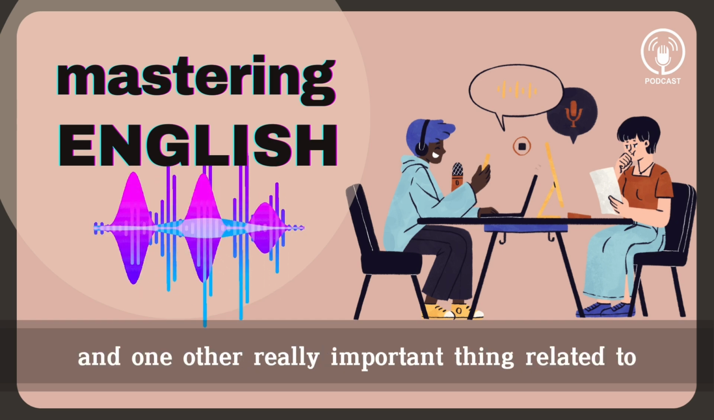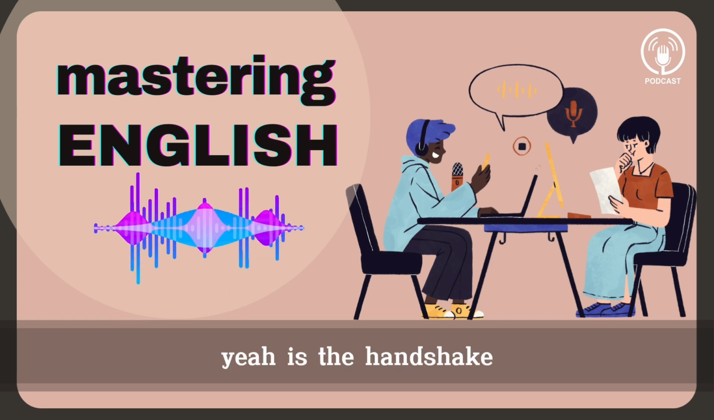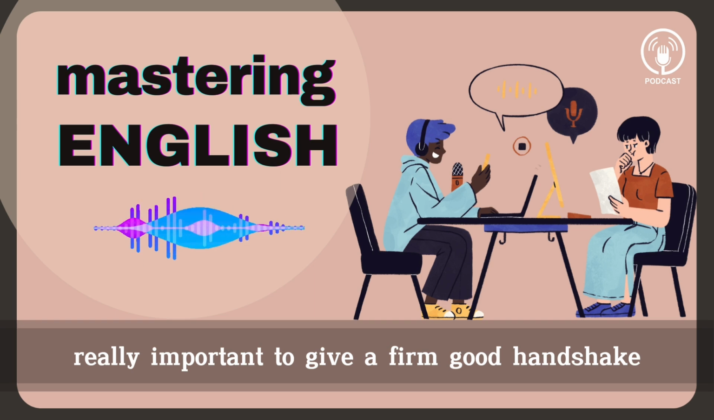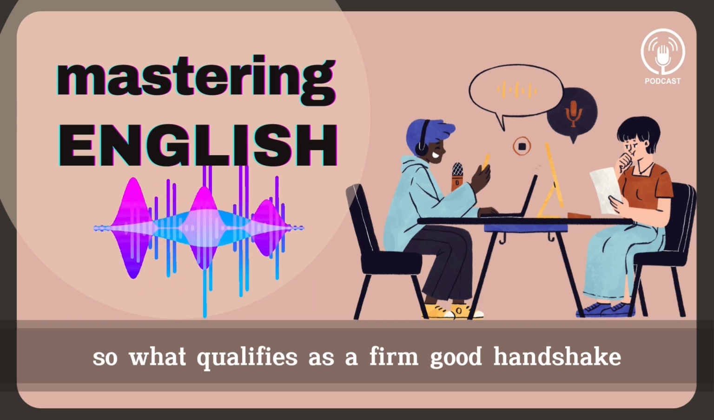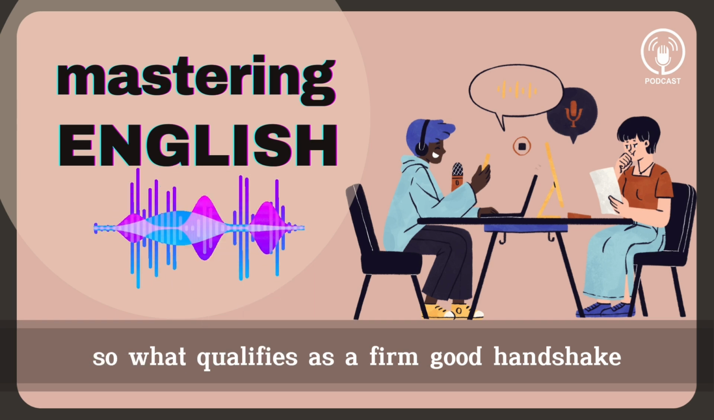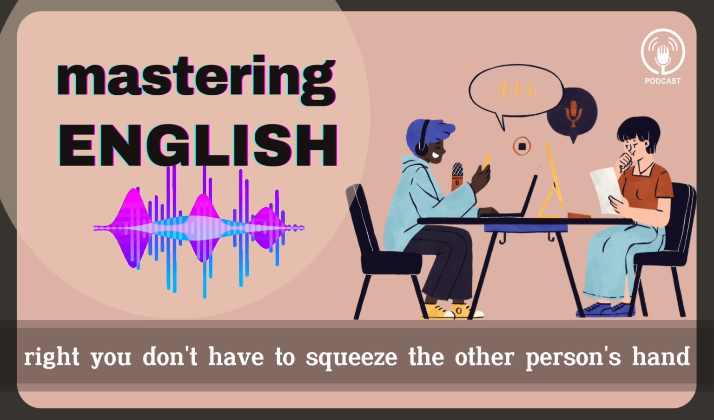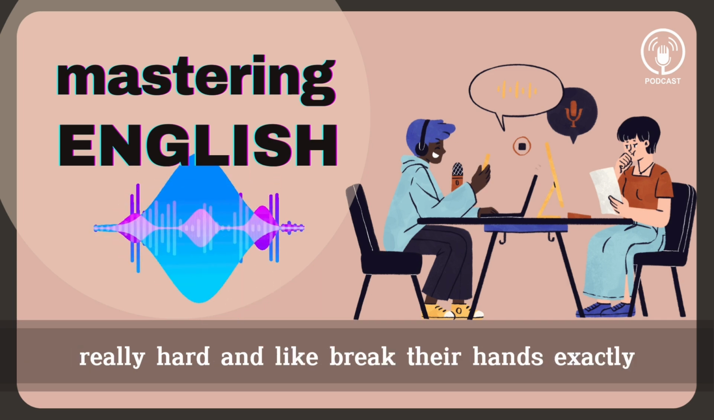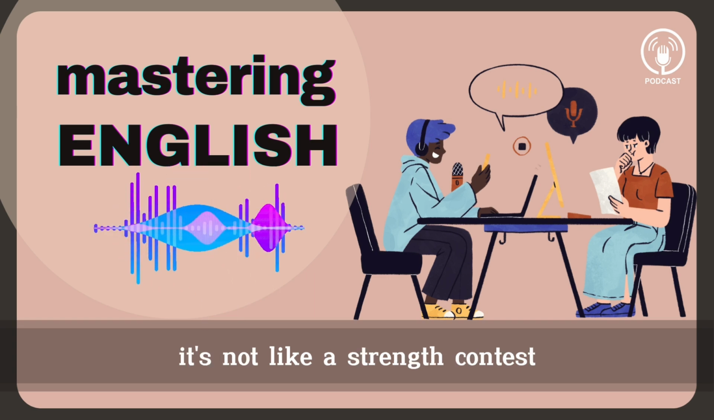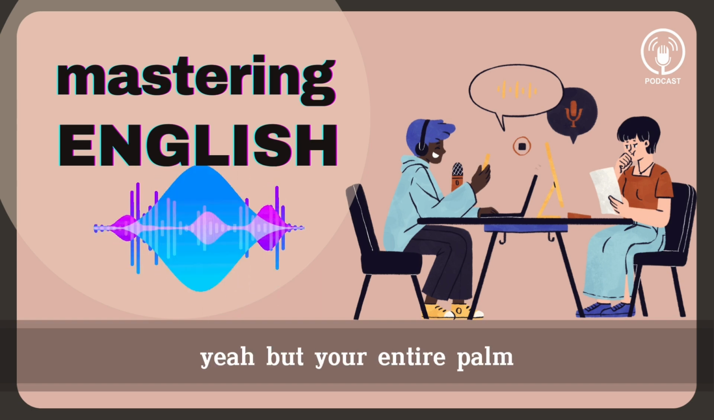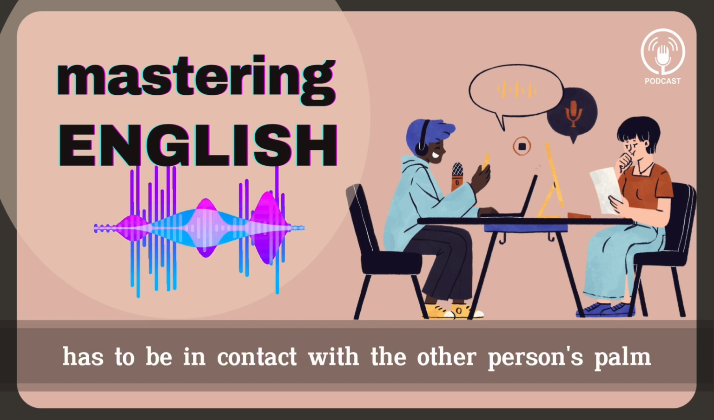And one other really important thing related to eye contact and posture is the handshake. When you get to the interview, it's really important to give a firm, good handshake. So what qualifies as a firm, good handshake? Well, you don't have to prove that you are ultra strong, so you don't have to squeeze the other person's hand really hard and break their hand. It's not a strength contest. A good firm handshake is squeezing normally, not too tight, not too loose. But your entire palm, your entire hand has to be in contact with the other person's palm or hand.